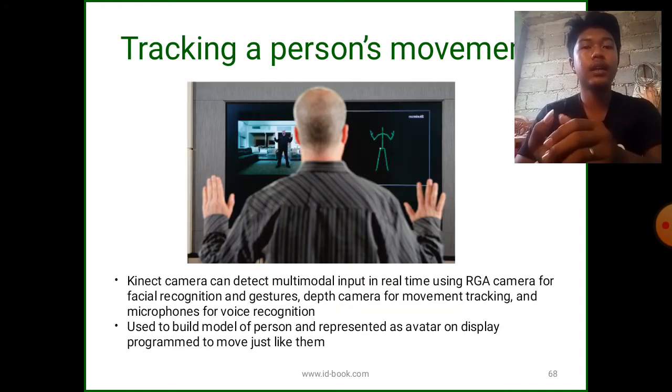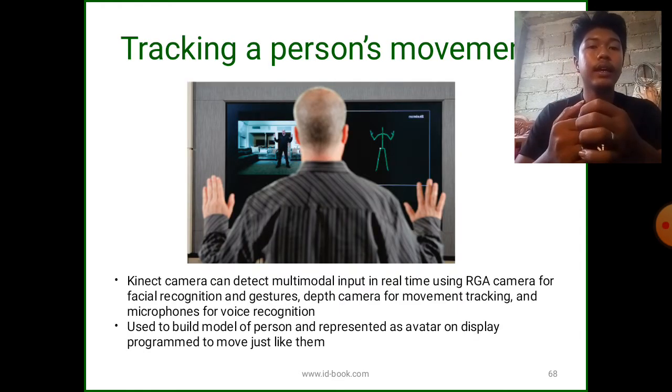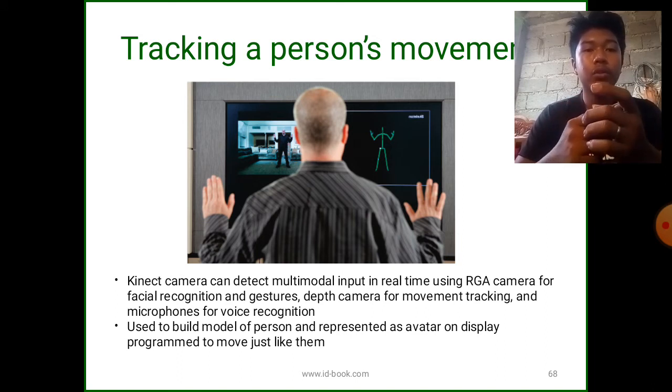Next, tracking a person's movement. Kinect camera can detect multimodal input in real time using an RGB camera for facial recognition and gestures, depth camera for movement tracking, and microphones for voice recognition, used to build a model of persons and represent as an avatar on display programmed to move just like them.